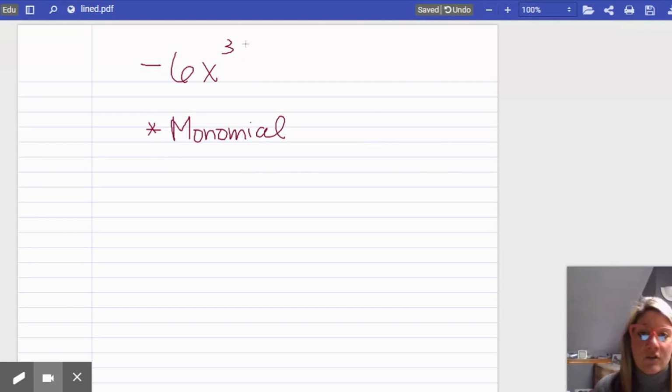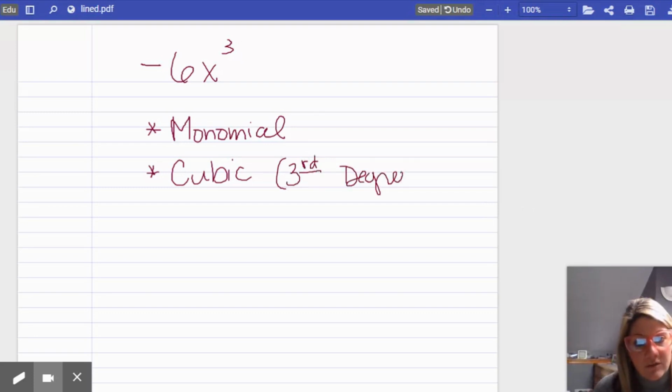And since the degree is 3, we have a cubic expression. So since the degree is 3, I'll put that in parentheses. Since this is a 3rd degree polynomial, we call it a cubic. And since it only has the one term, we call it a monomial.